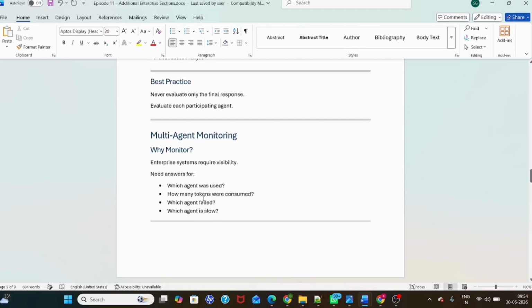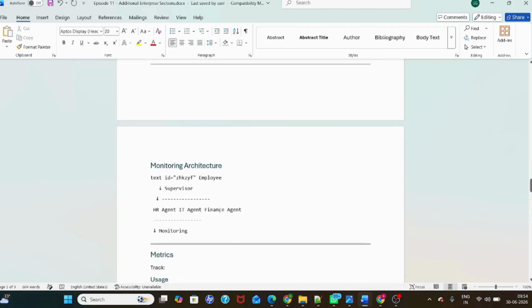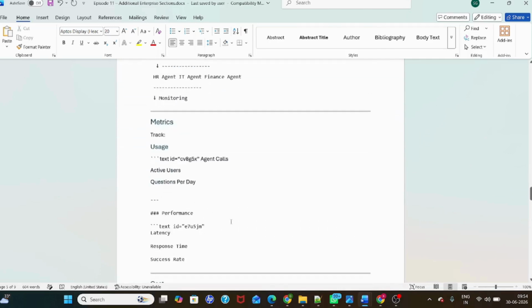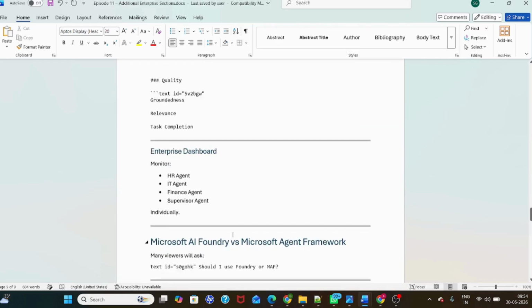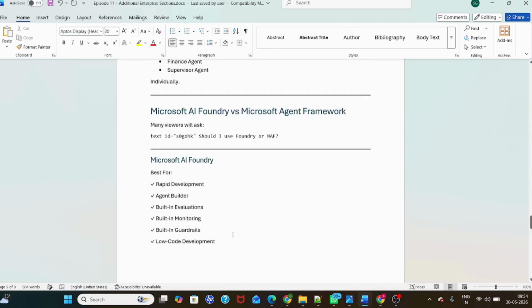Only creating a multi-agent system doesn't matter just because you are thinking and working on it, right? You need to check these KPIs: which agent is used, how many tokens are used, which agent failed, which agent is slow. You need to have the answers, the metrics. It may happen that one agent is working fine while another is not doing well, so you need to find it through observability. Rapid development, agent builder, built-in evaluation, monitoring: we have already discussed these.